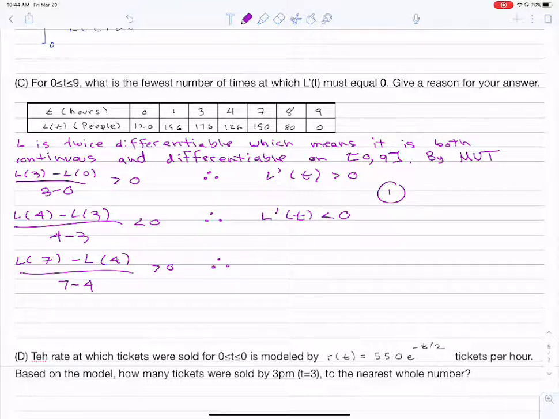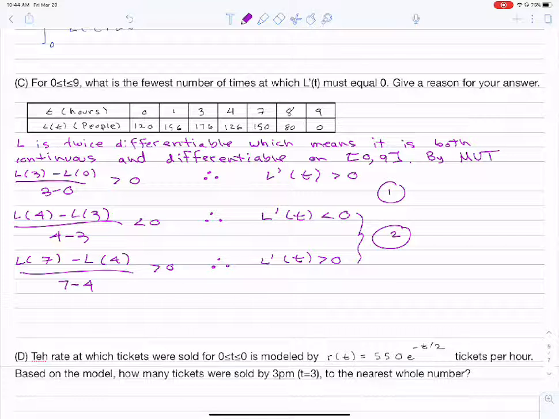Therefore, because this implies that L prime of t is greater than 0. So L prime of t is greater than 0. And then finally, let's see, I'm sorry, let's go there. So what happens in between these two right here? It went from L prime being negative to positive. So there has to be another critical value there.